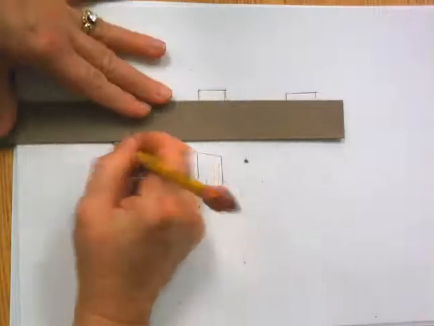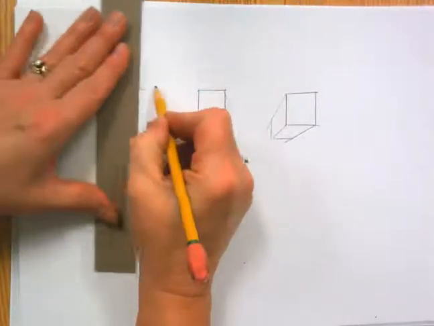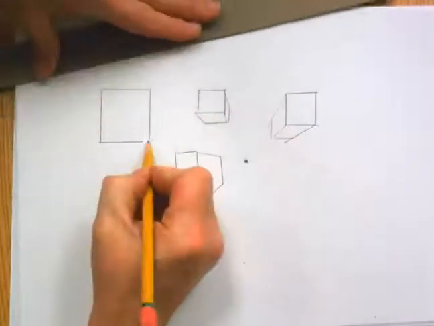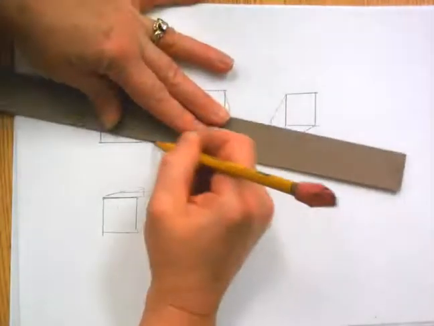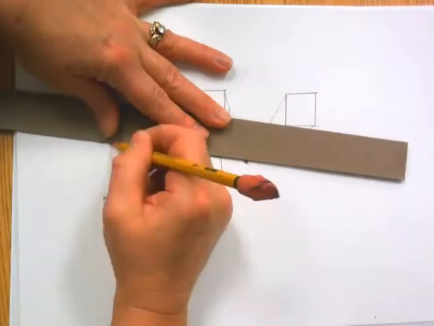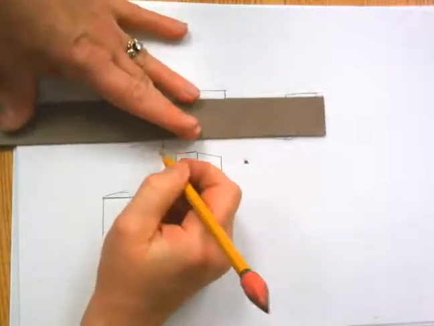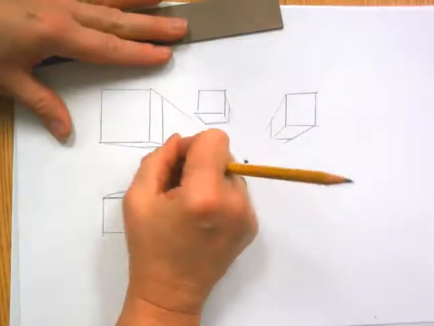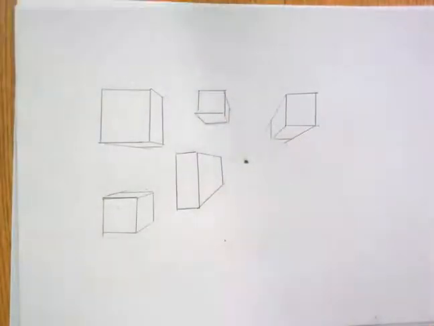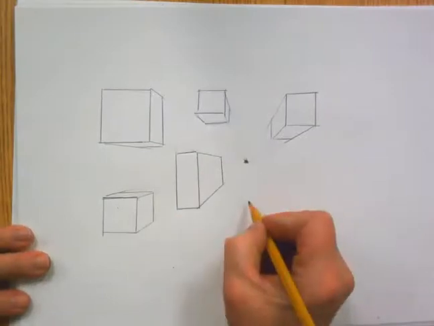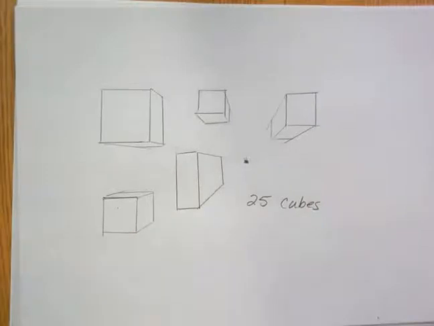Oh my goodness, 25? How long is it going to take you to fill your paper with 25 cubes? Ooh, this one's skinny at the bottom. That's cool. Here's another one. Going. Okay? So you get the point. Ha, funny. Vanishing point. 25 cubes. Fill your paper up with 25 cubes.